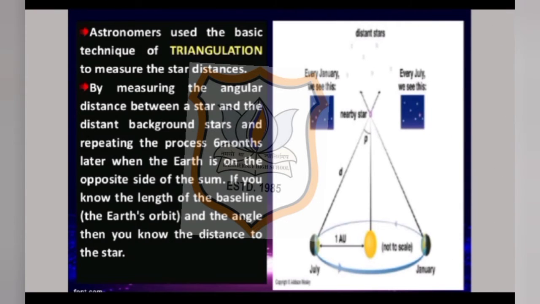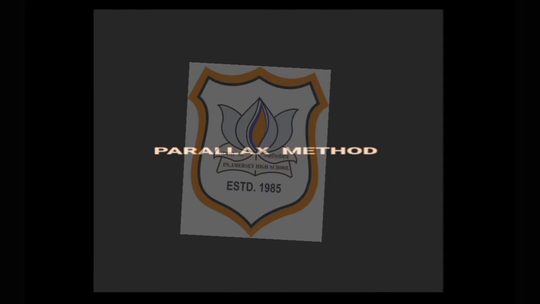Astronomers use this technique of triangulation for measuring the distances between two stars. They measure the angle which is made by the two positions of the earth and the planet, and then they measure the distance between the two planets or the planet and the earth. So let us study this parallax method of measuring the distance between a planet or a star and the earth in detail.